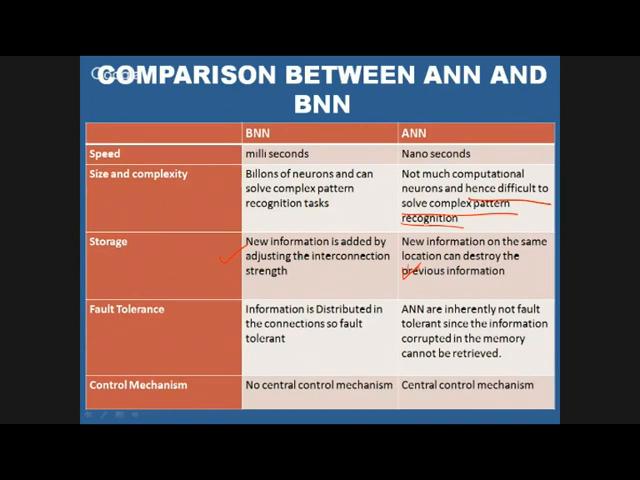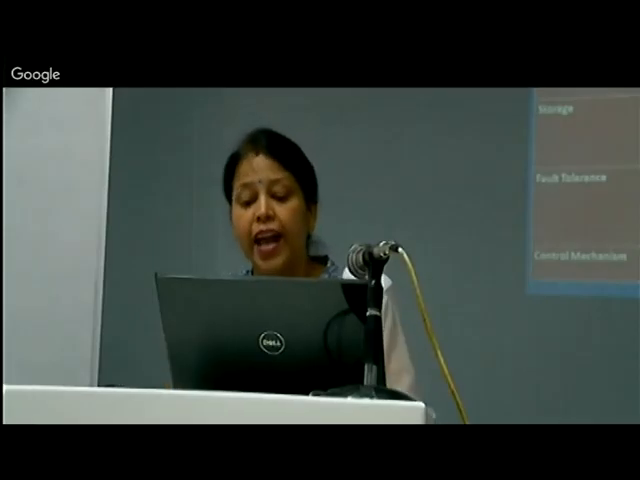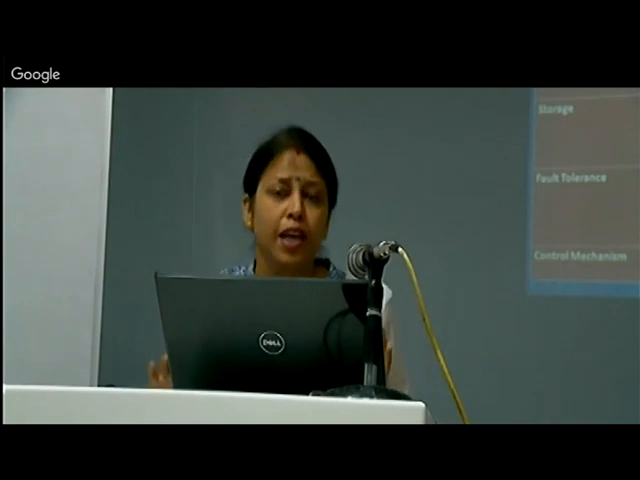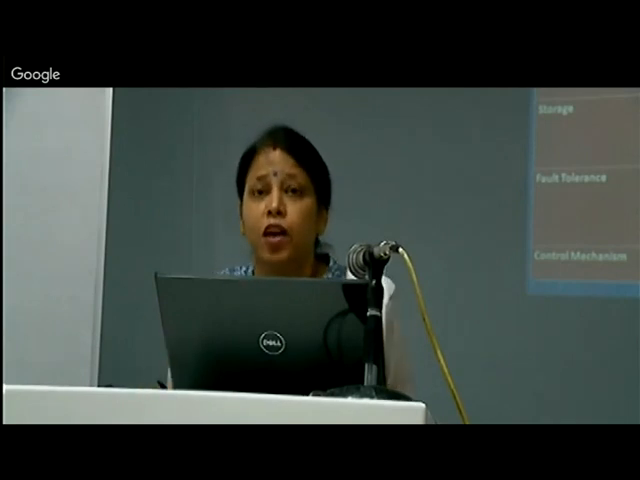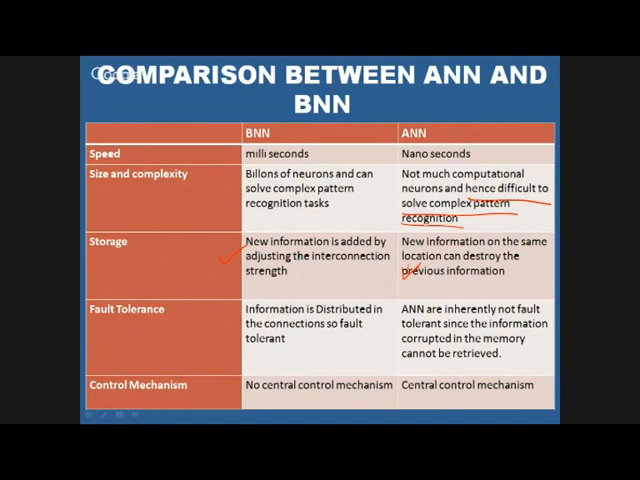Fault tolerance. Information is distributed in the connections, so it is fault tolerant. ANNs are inherently not fault tolerant, but somewhat it is fault tolerant also, because in this sense, it is absolutely not fault tolerant.